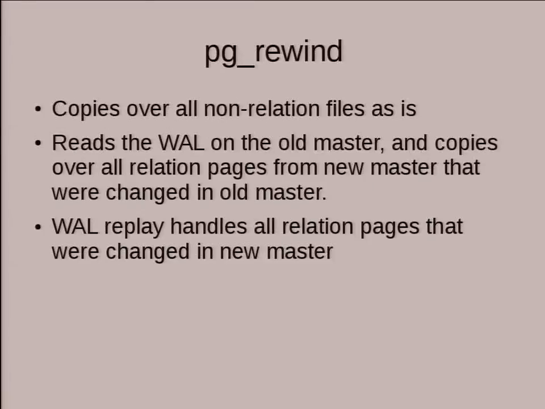So how it actually works, first of all, it will copy all the files that are not normal relation files, like your configuration files, control file, and the visibility map and free space map. It will currently just copy those as is, because it's always safe to just copy what's there in the master over. But the optimization here is that it uses the transaction logs, so that it wouldn't have to copy over the actual data files, which are the majority of your database. It uses transaction logs to determine which blocks have changed, and then it only copies over those.